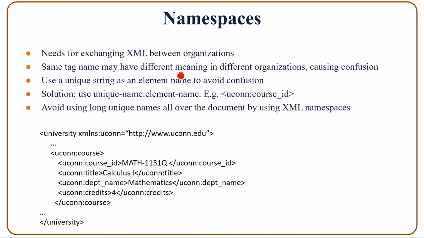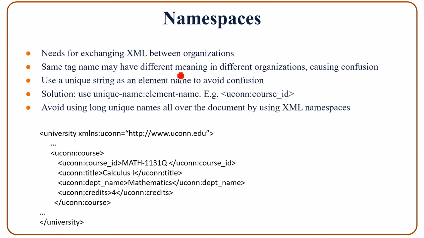When we exchange data using XML between organizations, a tag in one organization may mean something different in the other organization, which may cause confusion. So the solution here is to use a unique name just before the element name. For example, Yukon course ID.